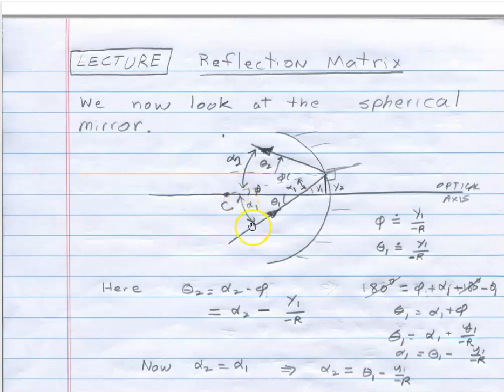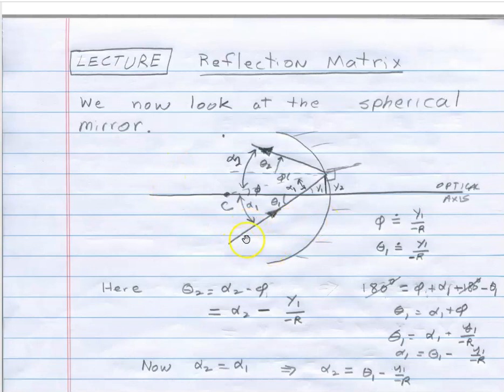of incidence, that's alpha 1, has got to be equal to the angle of reflection. And remember, this radius here is a normal to the surface of that spherical reflecting surface. So I know that alpha 1 has to be equal to alpha 2. We just need to translate that into the thetas and the y variables for this particular set of rays for the entry and the exit.